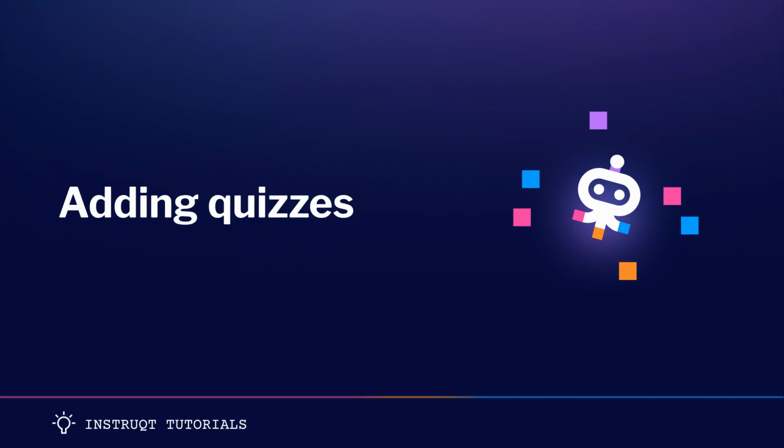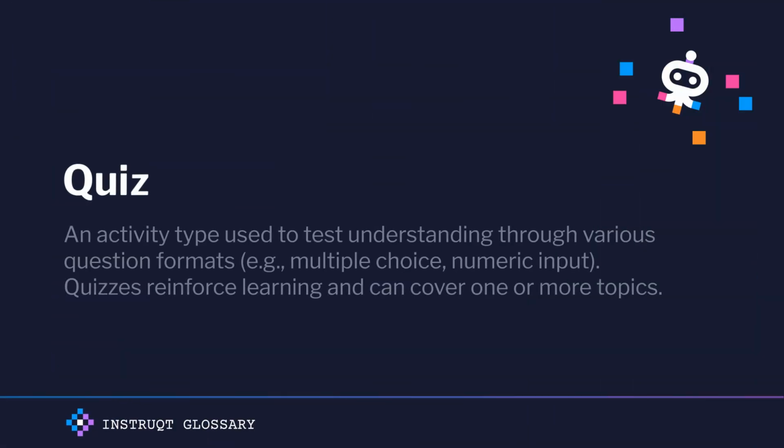In this video, we'll take a look at how to make labs more interactive by adding activities to our instructions. One popular activity type is the quiz, which tests a user's understanding of the material. Quizzes can cover one or more topics and include various question types, like multiple choice, numeric input, and more. These help reinforce learning and ensure users are engaging with the content.